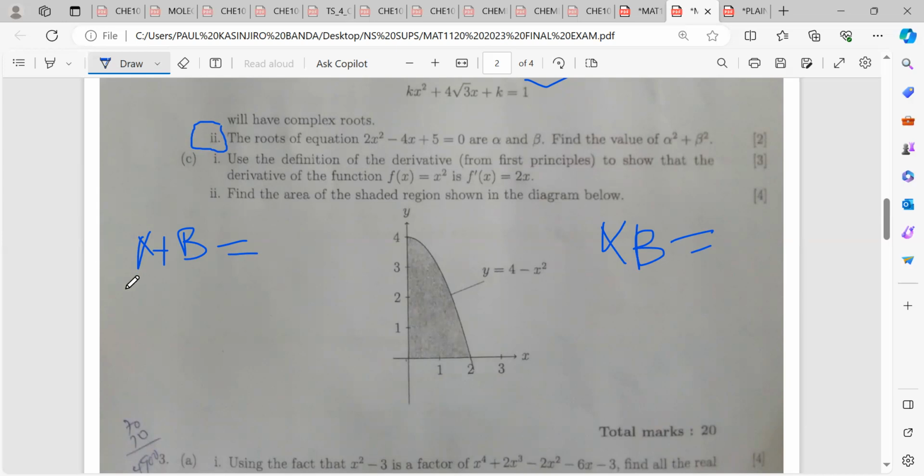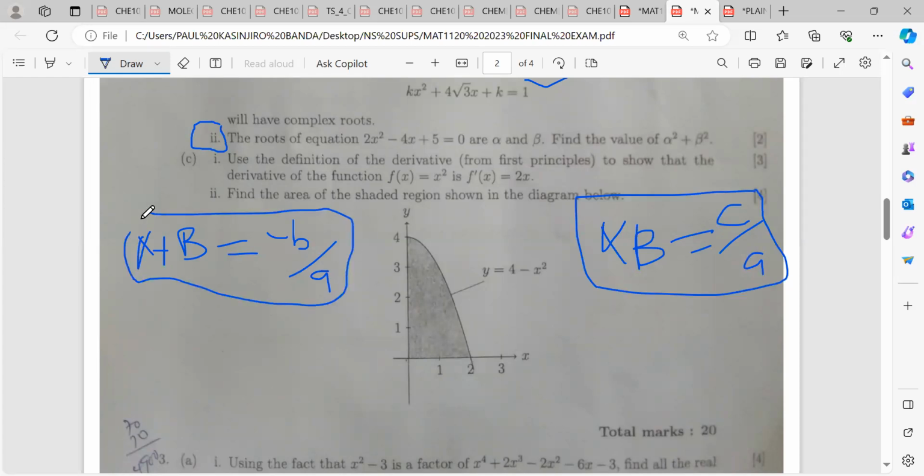Guys, you don't know the identity of alpha plus beta? Alpha plus beta is equal to negative what? Negative B over A. Exactly. Then alpha multiplied by beta is equal to C over A. So you have to know these primary formulas here, because if they give you a question on roots and you don't know this, then you are gone. You have to know this for you to solve the questions.